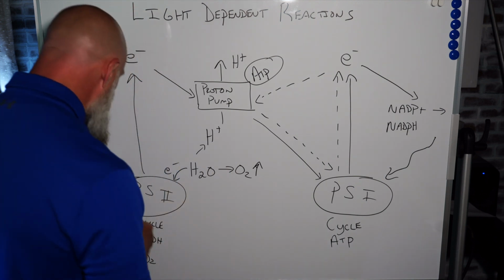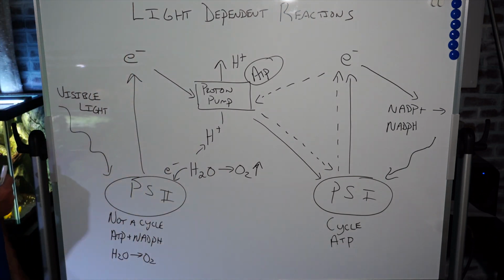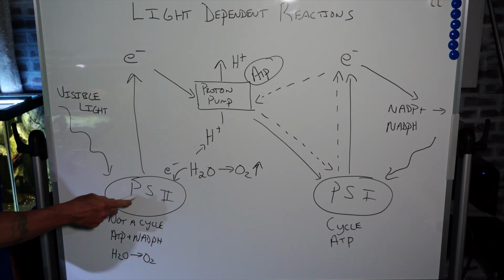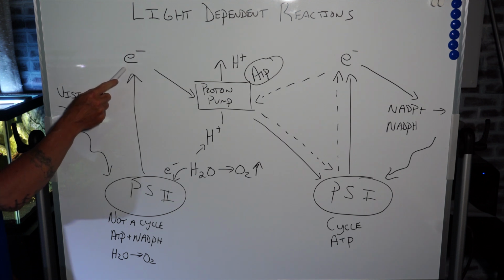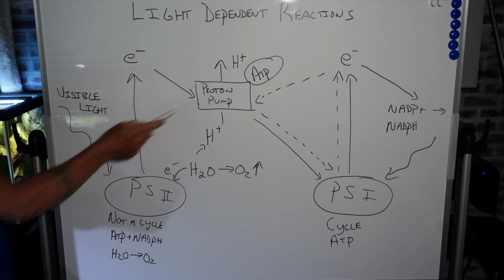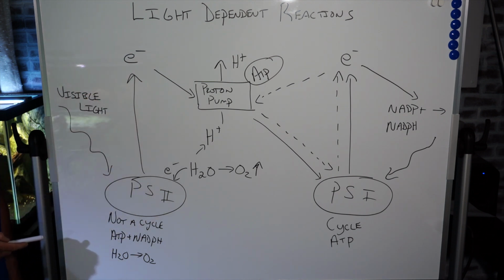Now if we come over here, I'm going to have to come off screen so you can see this a little bit easier. Photosystem 2 is a different situation. Right here is photosystem 2. We still have visible light exciting electrons from photosystem 2. Now we're going to follow the solid line. The electrons get excited and they make ATP at the proton pump.